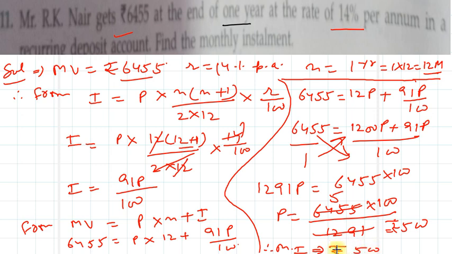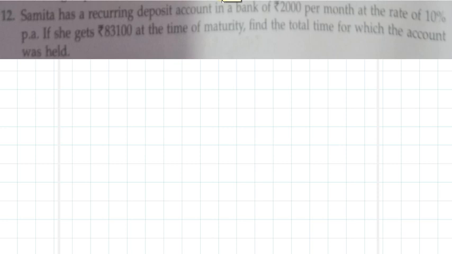Right, students? So let us move on to the next question. Smita has a recurring deposit account in a bank at 10% per annum. At the time of maturity, find the total time for which she deposited. This is again a good question, so we will do it here.